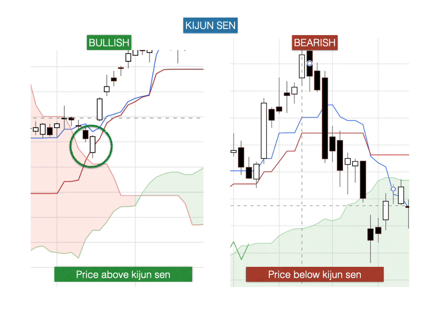The Kijun-sen cross signal occurs when the price crosses the Kijun-sen. A bullish signal occurs when the price crosses from below to above the Kijun-sen. A bearish signal occurs when the price crosses from above to below the Kijun-sen.